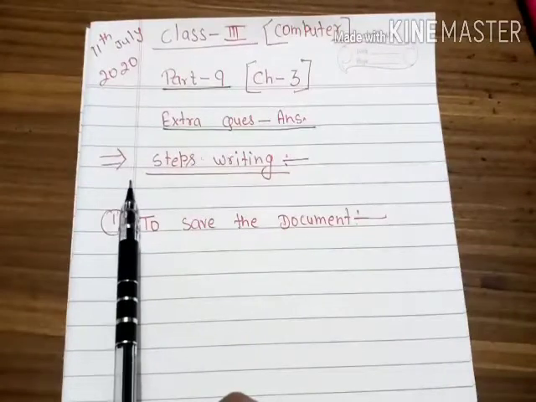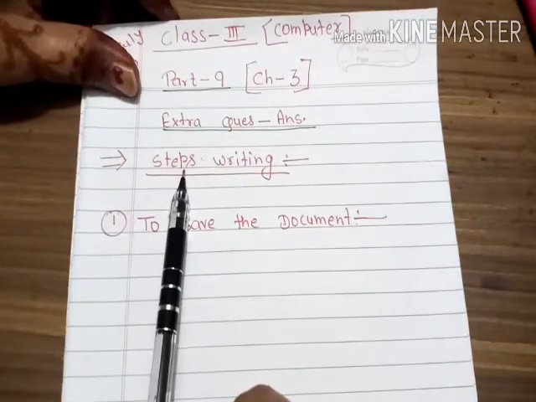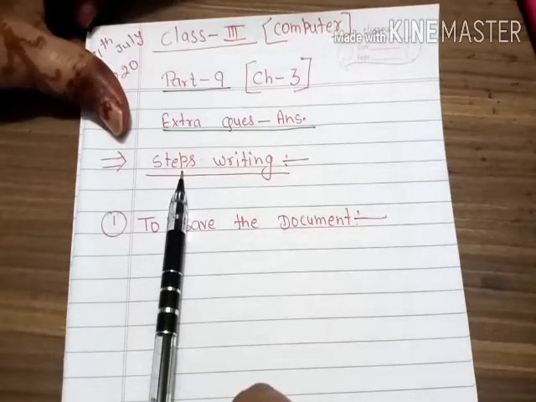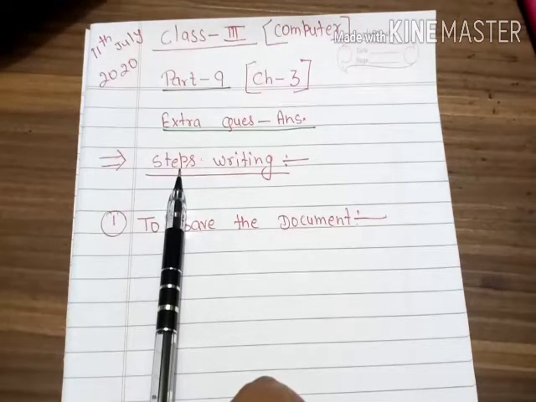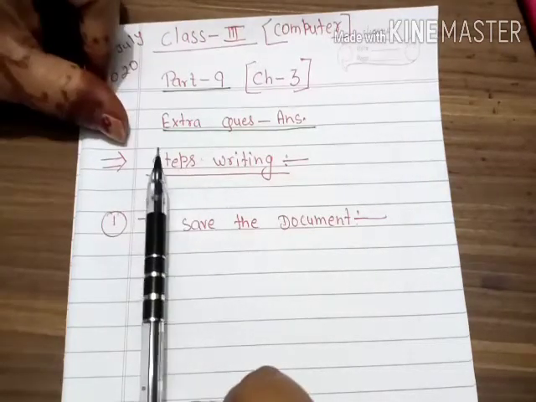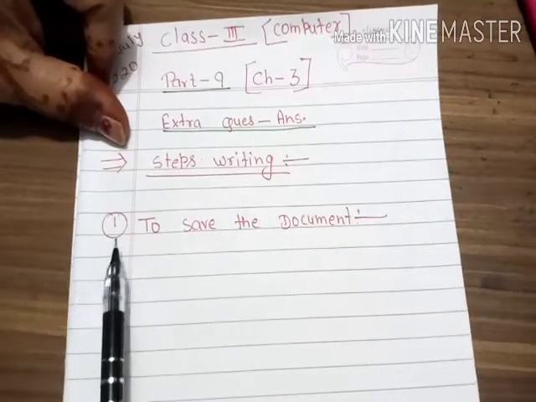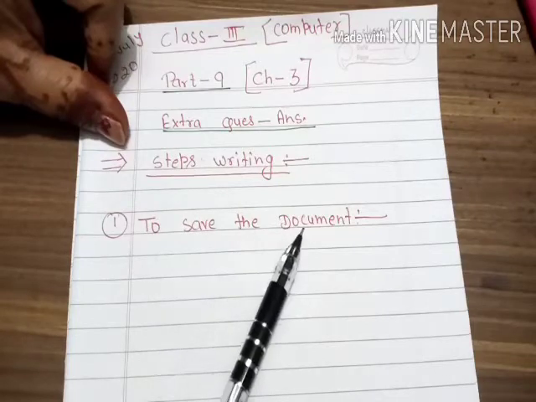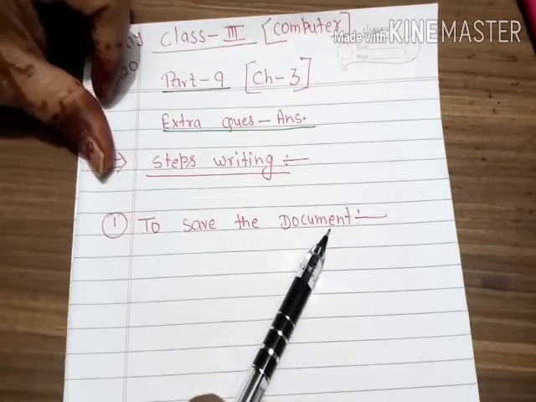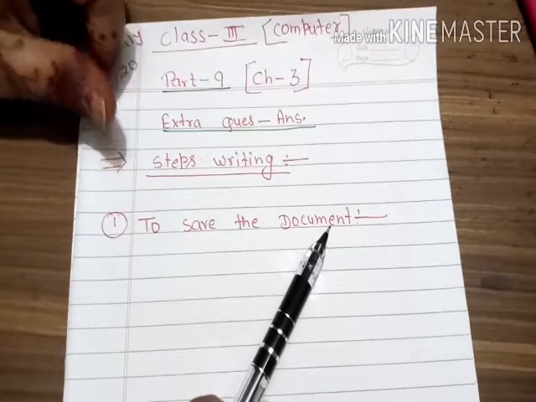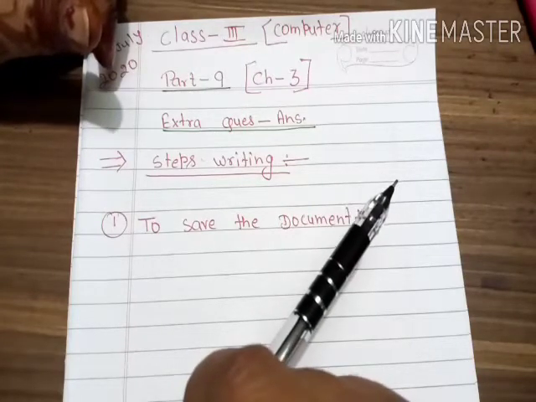The first one I have written here. What are the extra question answers? First it is about step writing. Certain work which you have to perform in computer in MS Word, for those work you have to write steps. Steps writing is there. The first one, to save the document. You have to write down the steps to save the document. What are the steps we have to follow to save the document in MS Word?